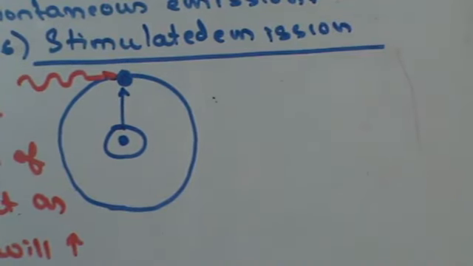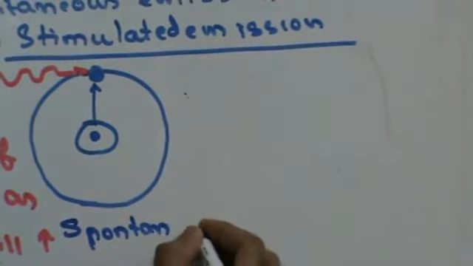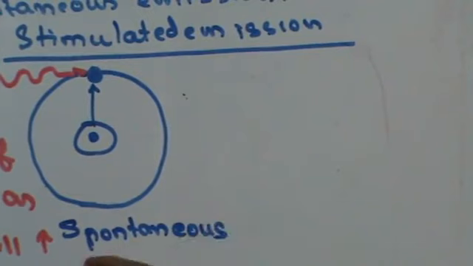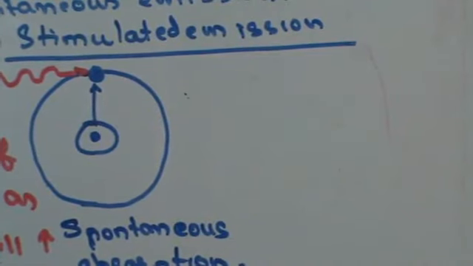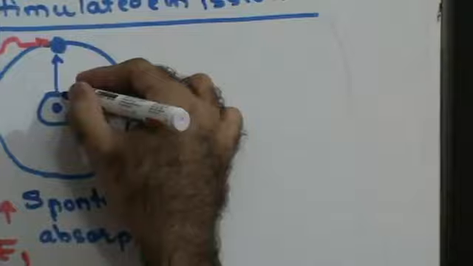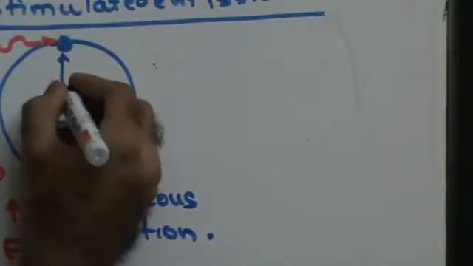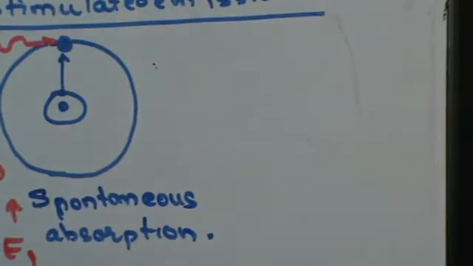This is your absorption. I already explained what absorption is: putting light energy incident on a surface, pushing the electron from a lower energy level to a high energy level. So I have pushed the electron there, and due to this photon the electron has jumped from the lower energy level to the higher energy level.